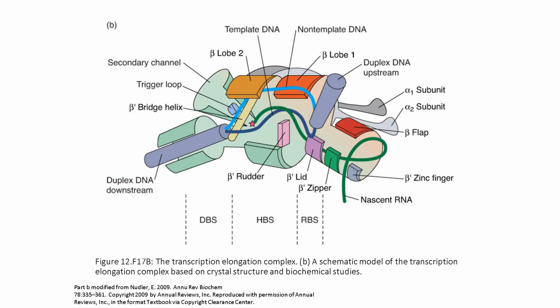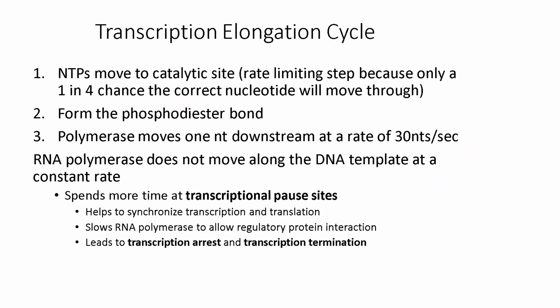This schematic shows the internal organization of the elongation complex. The DNA is threaded through the polymerase, and the RNA strand emerges from a separate channel. This arrangement supports stable transcription and protects the nucleic acid intermediates. During elongation, each nucleotide triphosphate must enter the active site of RNA polymerase. This is the rate-limiting step, since only 1 out of 4 nucleotides will be the correct match.